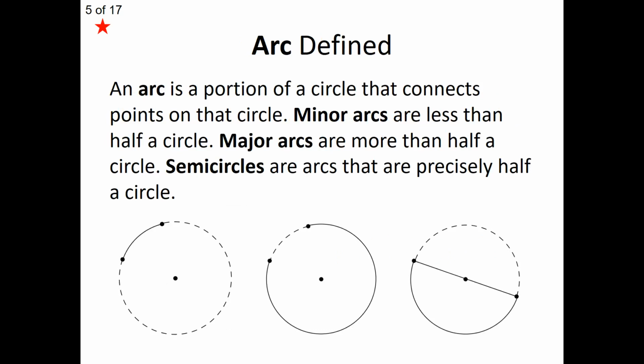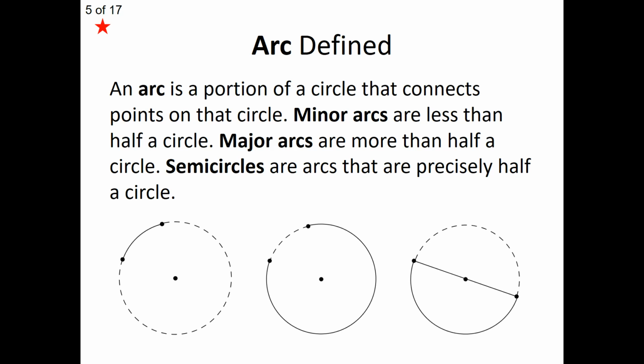Now, we can then take our circumference and chop it up into smaller pieces of our circle, essentially portions of the circle that connect points on the circle. We call these arcs. So an arc, again, is a portion of a circle that connects points on that circle.